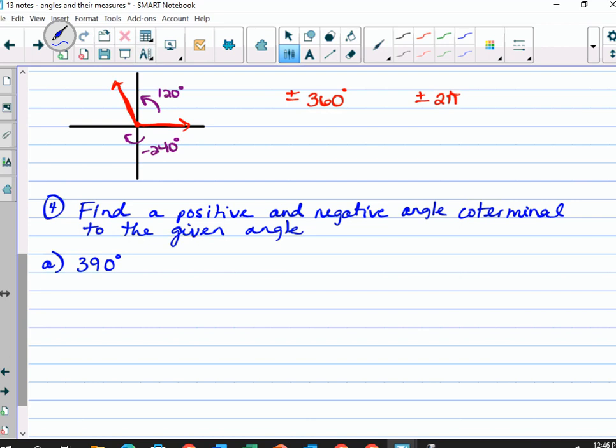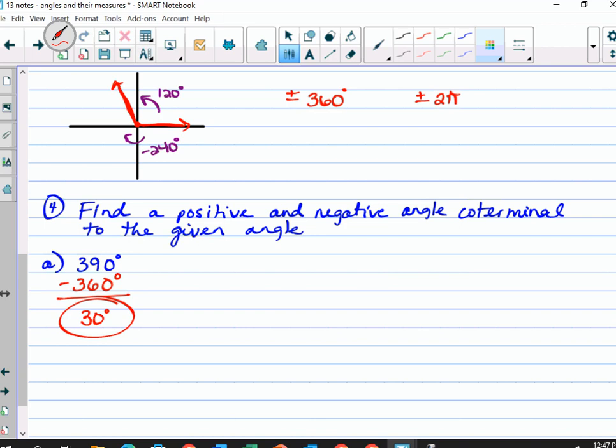Okay, 390. All right, guys, so to find an angle coterminal to that, we can add or subtract 360 degrees. What do you think is going to be the easiest thing to do? Subtract. So let's subtract 360. And what do I get? Okay, there's your positive coterminal angle, 30 degrees. Does that make sense? If I drew a 30-degree angle or a 390-degree angle, they'd be in the same spot. Okay, that's what we're looking for.